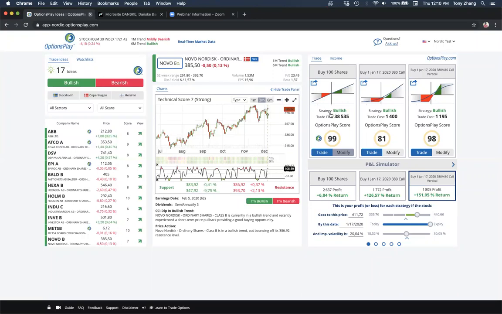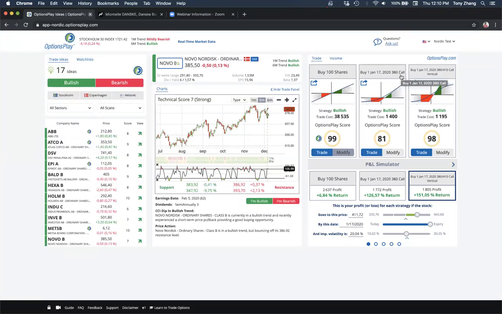So let's take a look at this. Buying 100 shares of this stock, 38,000 crowns. Buying a call option, 1,400 crowns. And here I'm buying a January 17th, which is roughly about 45 days from today, 380 crown call option, which is just the at the money call option. The current stock is 385. This is a 380 call.